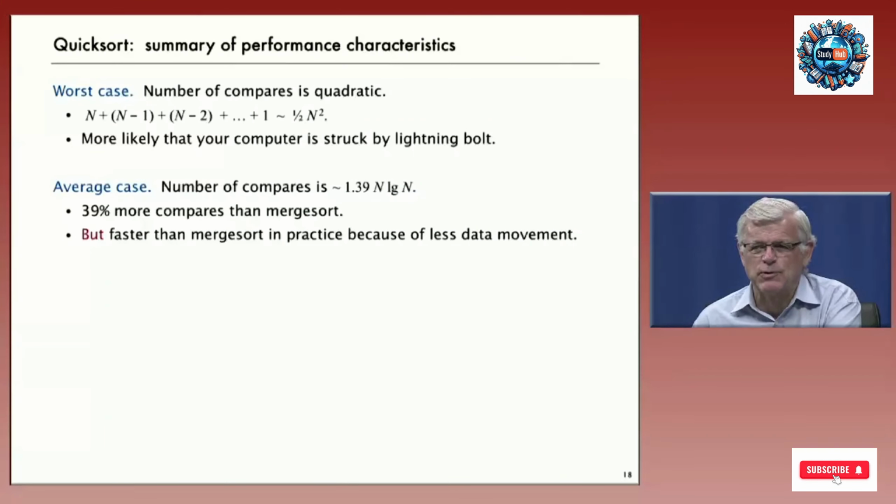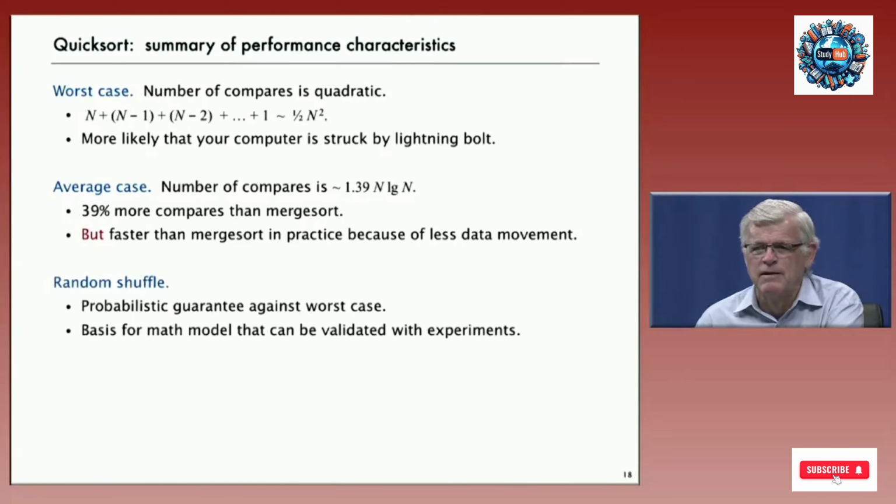The average case, which is extremely likely for any practical application, is going to be about 1.39 n log n. So that's more compares than Mergesort uses, but Quicksort is much faster because it doesn't do much corresponding to each compare. It just does the compare and increments a pointer, whereas Mergesort has to move the items into and out of the auxiliary array, which is more expensive.